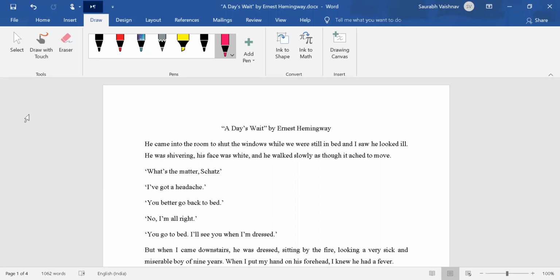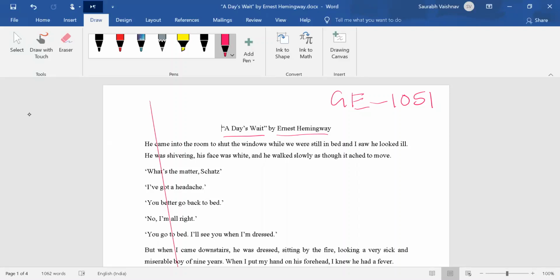Today, we will be discussing the first short story that we have in our syllabus, General English. The code of the paper is GE-1051, General English 1051. A textbook that we have in our syllabus is Golden Leaves. Out of the 3 short stories that we have in our syllabus, today we will be discussing the first short story, A Day's Wait, which is written by a very famous American novelist and a short story writer, Ernest Hemingway.